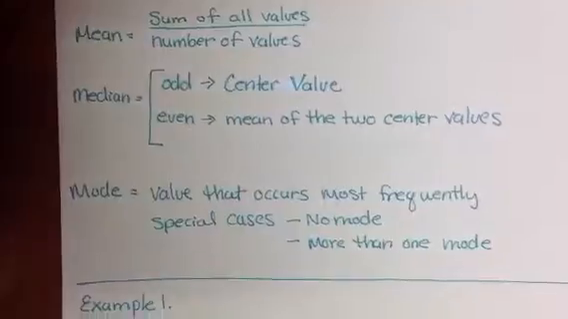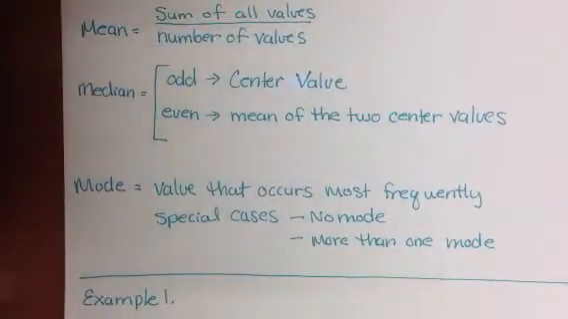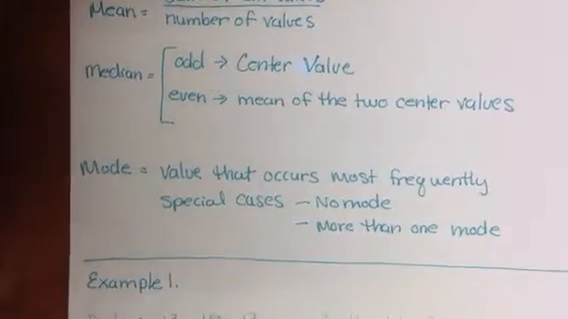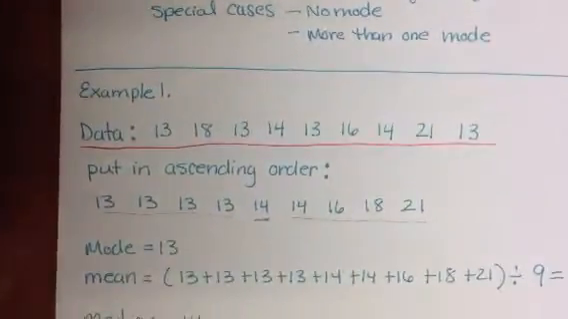Okay, now for the mode, when you order it from smallest to largest, you'll be able to quickly see which one occurs the most frequently. That's going to be your mode. Now, there are special cases where you can have no mode and special cases where you can have more than one mode. And I've got some examples of that I can show you here. Okay, so starting with example 1.